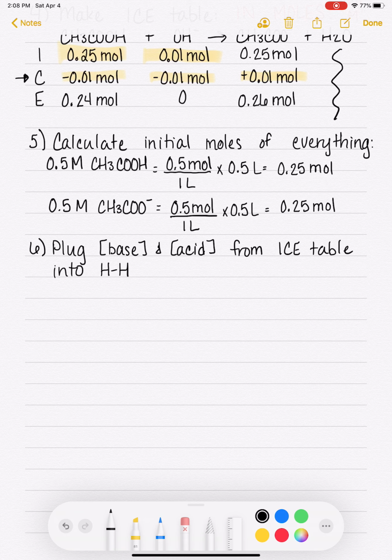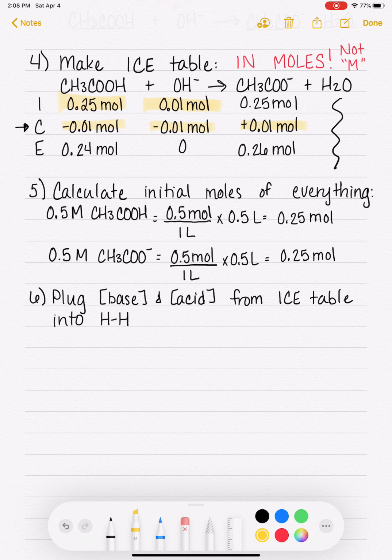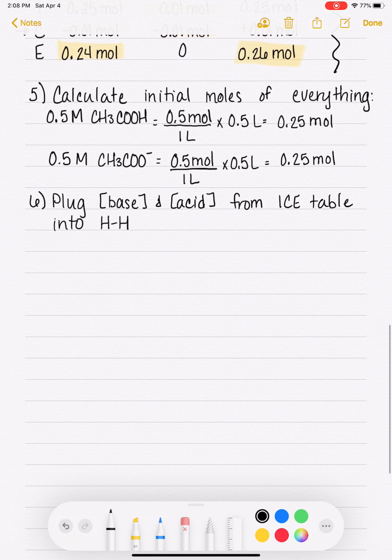The ICE table is not giving us concentrations, though. It's giving us moles, so we're going to have to recalculate the concentrations. So that's going to be like our step 6.5. Calculate. We have to actually calculate the concentration of the base and the concentration of the acid.